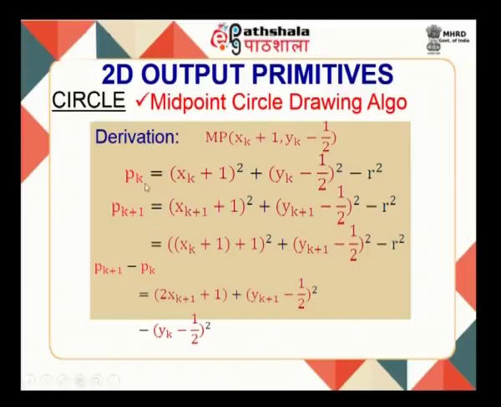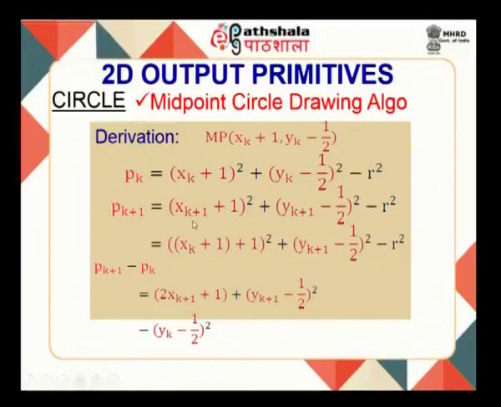So, if we start our derivation, pk is this, and take pk plus 1. Wherever there is k, replace that with k plus 1 for the next decision parameter, because we want a relationship between the current decision parameter and the previous decision parameter, to have recursive equations. Recursive equations are faster in computation. So, in this equation, wherever there is k, replace that with k plus 1.